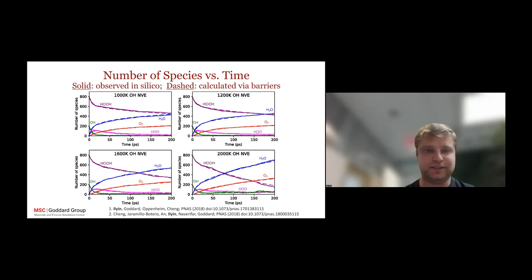and just plugging that into a formula that would be used in these continuum dynamic simulations, we see that both the predicted and the actual rates shown in the simulation box coincided pretty well throughout the simulation. So the dashed line is the calculated concentrations from the barriers, and solid is the observed in silico concentrations.